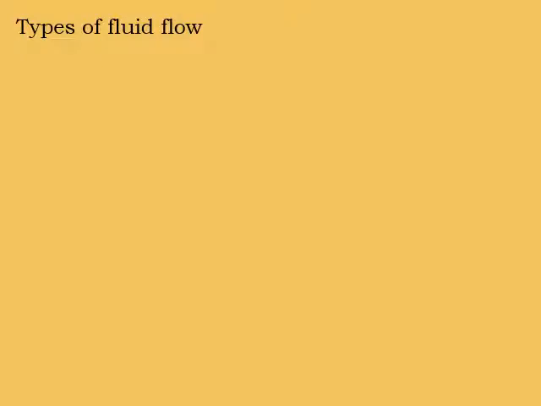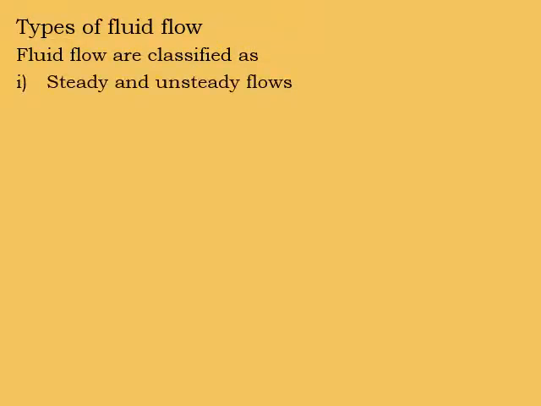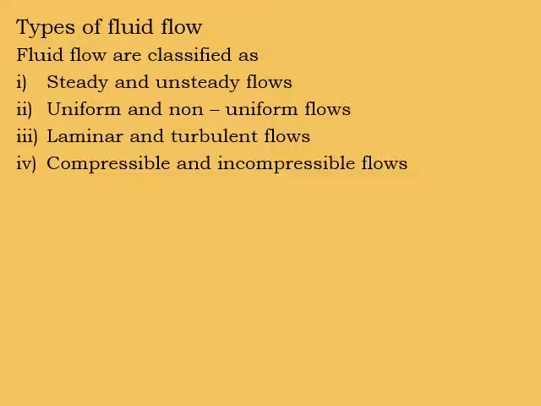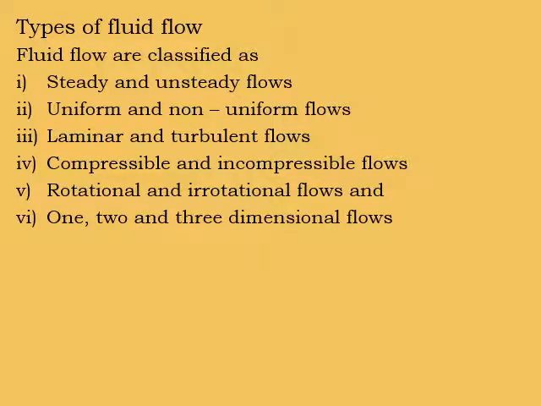So what are the different types of fluid flow? Fluid flows are classified as: the first one, steady and unsteady flows; second, uniform and non-uniform flows; third, laminar and turbulent flows; fourth, compressible and incompressible flows; fifth, rotational and irrotational flows; and last, 1, 2 and 3 dimensional flows. So these are the various types of fluid flow. Now we will study these types of fluid flow in detail.